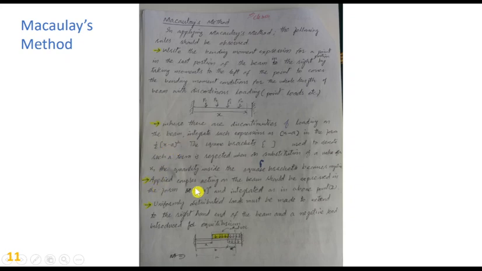Applied couples acting on the beam should be expressed in the form M into x minus a power 0, and integration will be done by considering this as a unity, so it will be x minus a power 1 over 1 on integration. Uniformly distributed load must be made to extend to the right-hand end of the beam, and a negative load introduced for the remaining length. So if this was the original load, we have introduced here this upward load. These should be upward.